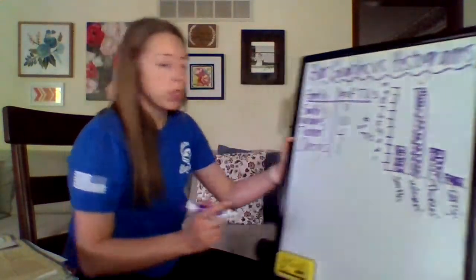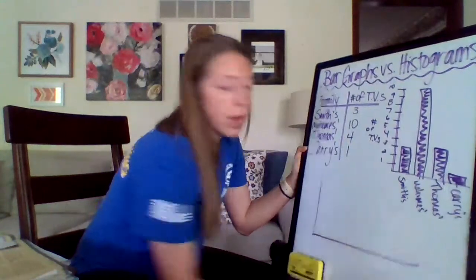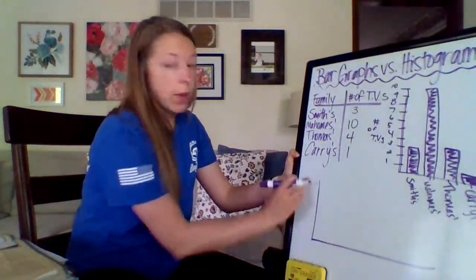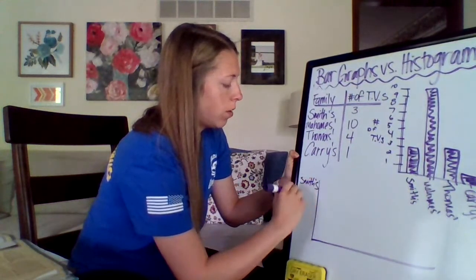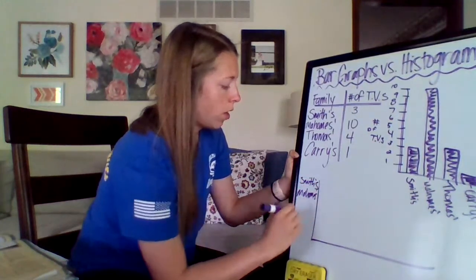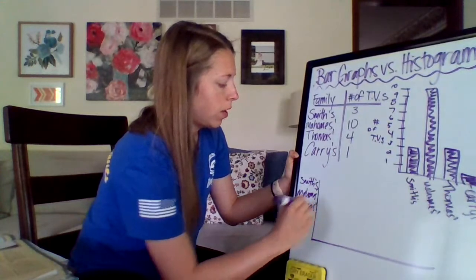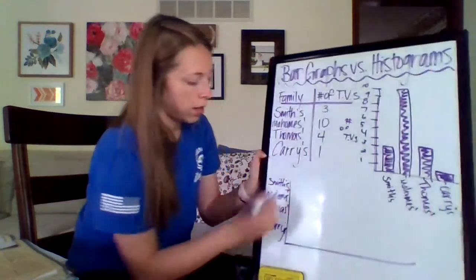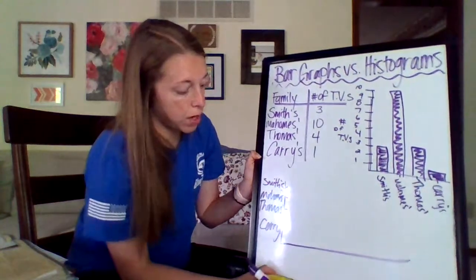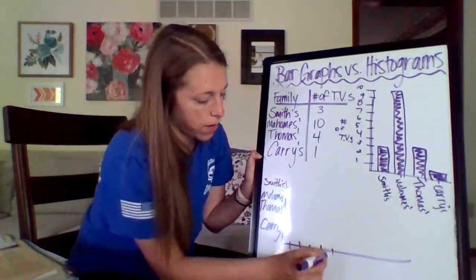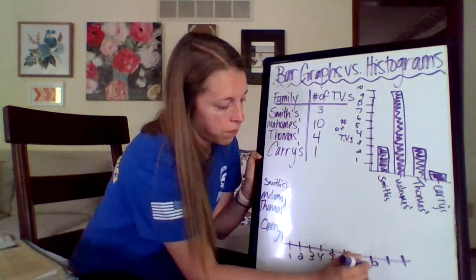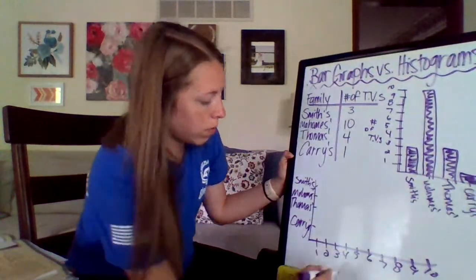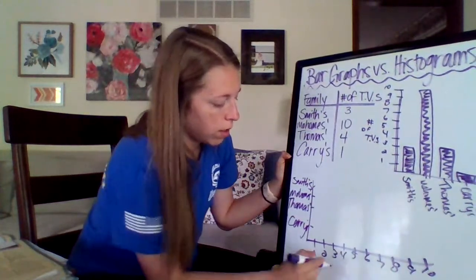Okay, so we can also make it horizontal. If I made it horizontal, I would just flip it. My families would go on this side. The Smiths, the Mahomes, the Thomases, and the Careys, like that. And then I would put numbers 1 through 10 down here: 1, 2, 3, 4, 5, 6, 7, 8, 9, 10. And we would put the number of TVs. Number of TVs. Okay, like that.